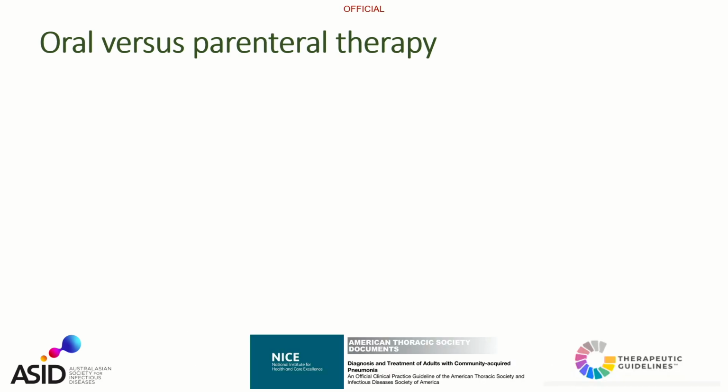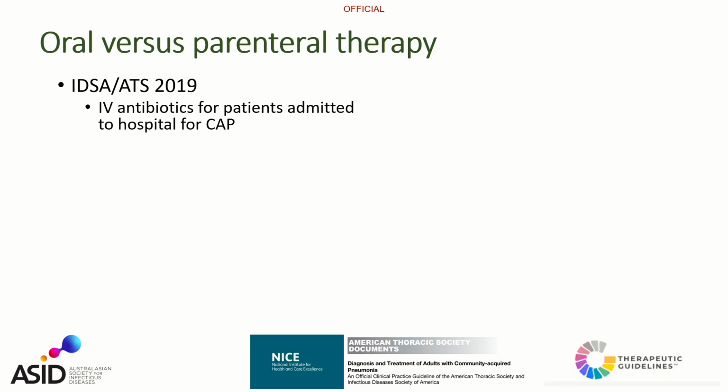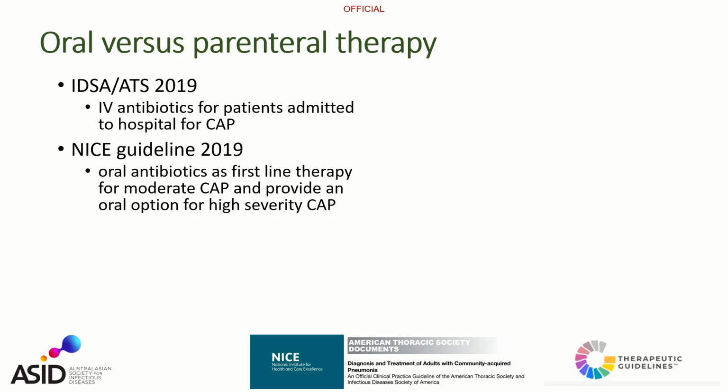With regards to recommendations, the American guidelines have a pretty blanket recommendation. If you come into hospital with a primary diagnosis of pneumonia, you get IV therapy. The British guidelines and a lot of the country-specific European guidelines have first-line recommendations in moderate severity pneumonia for oral therapy as first line, and the British guidelines also have an oral option for high severity pneumonia.